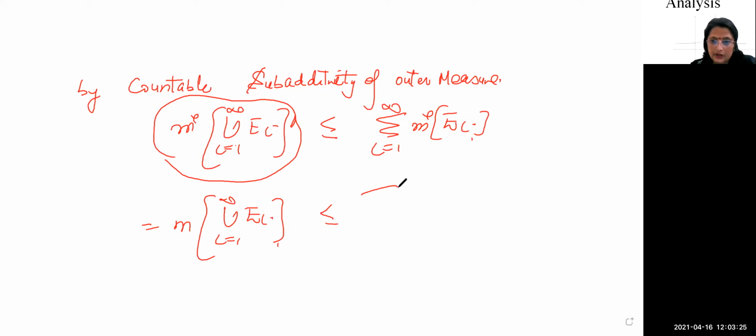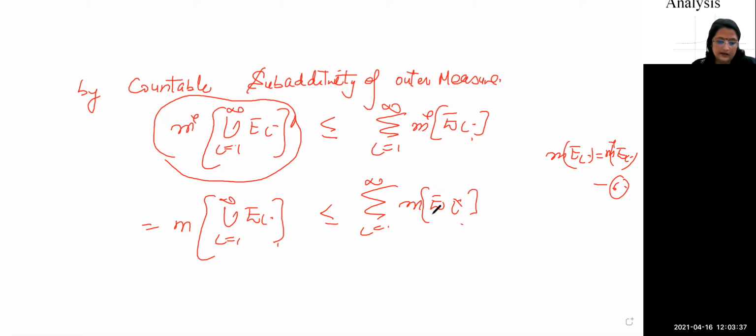And this is less than or equal to, number 6, what was it that you just wrote? Measure of ei is equal to m star of ei. This was number 6. So you will replace the outer measure by the Lebesgue measure, right? So less than or equal to, one of the property is done. Now we have to prove the greater than or equal to part. So let it be number 7.